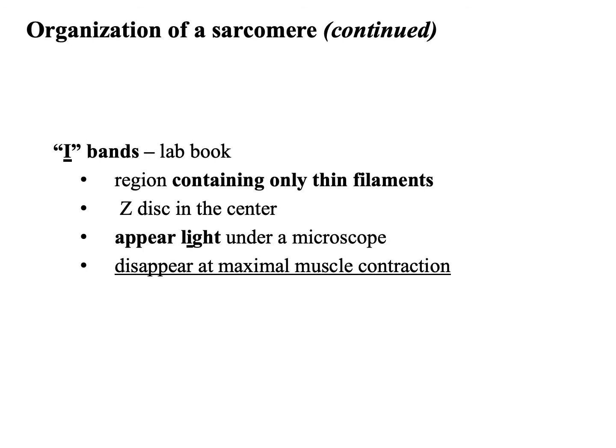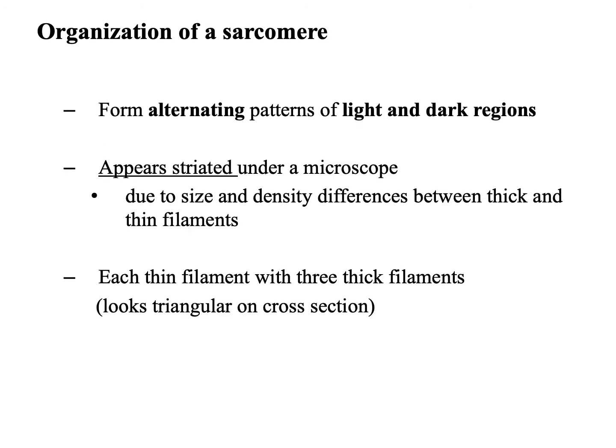I band is going to be L-I-G-H-T, light. I band is going to be light in color. He's light because he is only actin. Actin is thin. Because he is thin, the light passes through it easier, and so it's light in color. If something's thick, the light can't pass through it under a microscope, so it's dark. So those A bands and I bands are what's going to create the stripes, the striations under the microscope.